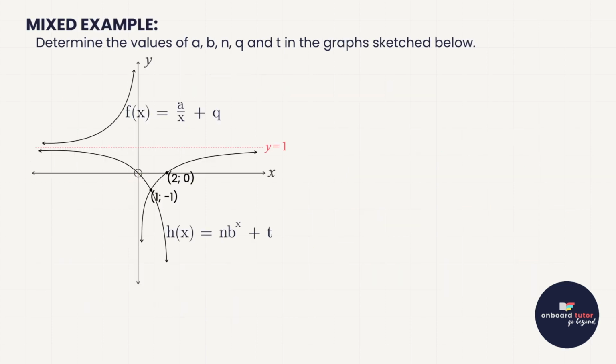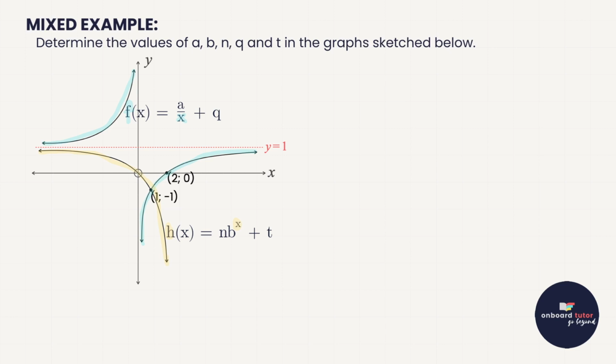Okay, let's take a look at this mixed example here. Determine the values of a, b, n, q, and t in the graphs sketched below. So what I'm seeing here is that I've got two graphs. I've got the graph of f, which is a hyperbola. Do you see that? The minute I see there's an x in the denominator, I know it's a hyperbola. I'm just going to color code because the sketch is quite busy. And then we've also got the graph of h, and h has got an x in the exponent, so that means it's an exponential graph.